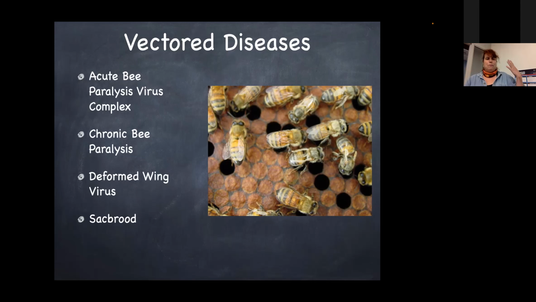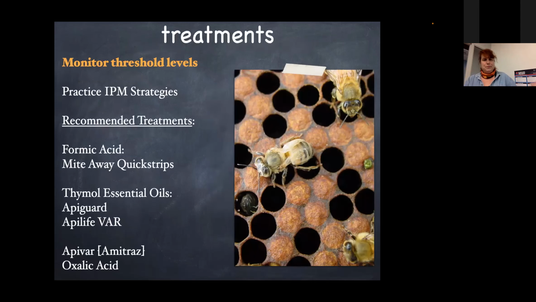So what do we do? Monitor your threshold levels. That's the thing. You've got to know what you've got going on in the colony to know what you need to do. Practice IPM strategies. And we're going to look at some IPM strategies.